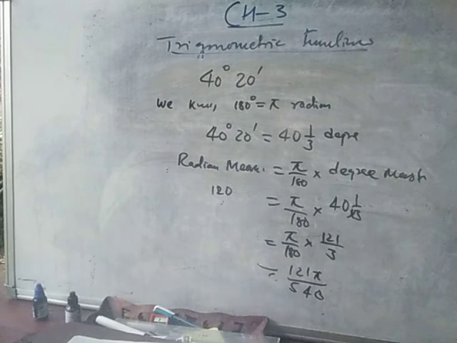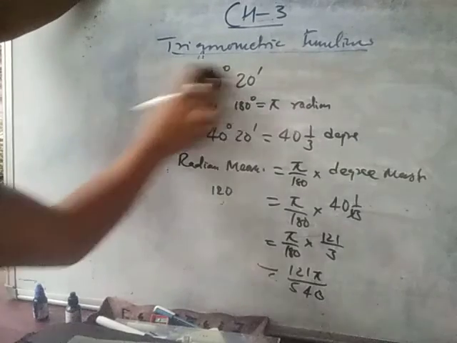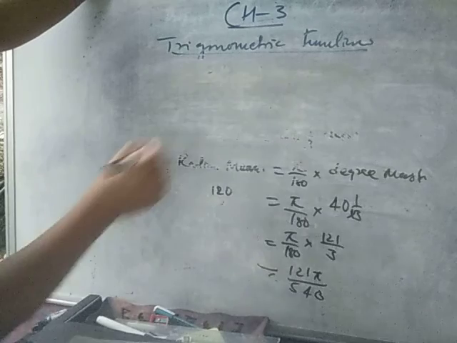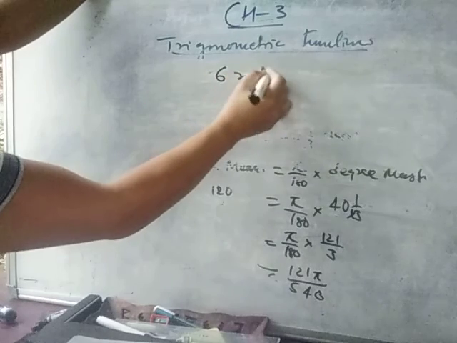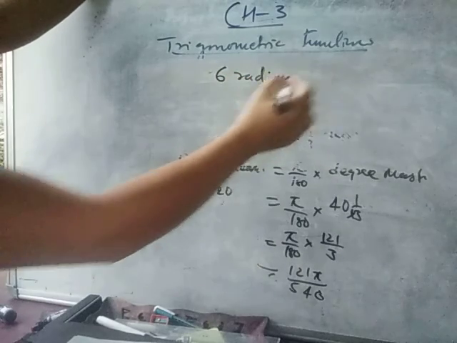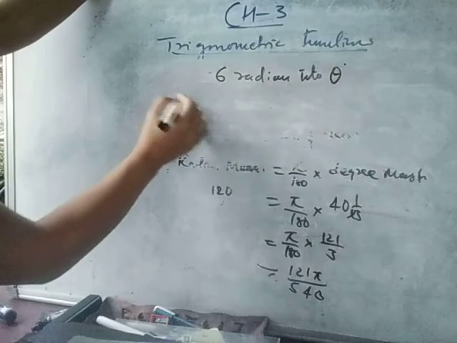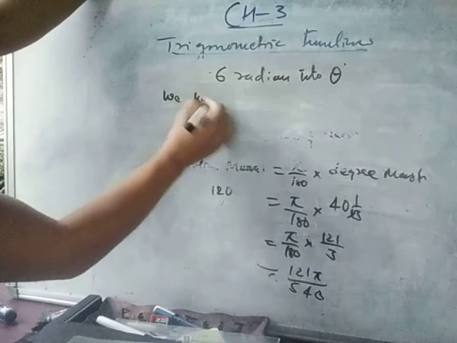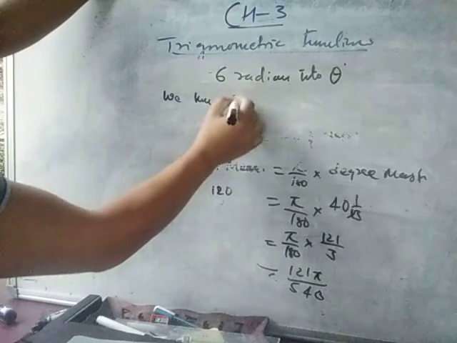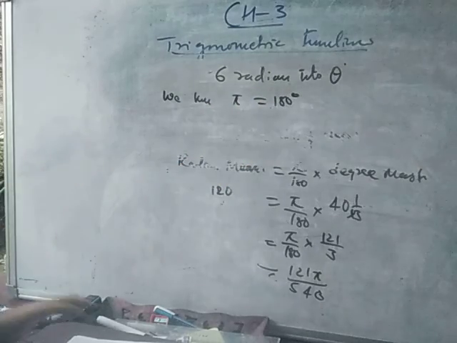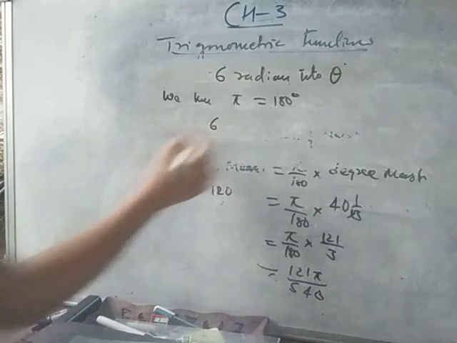Okay, so next convert radian into degree measure. 6 radian into degree measure, isn't it? So next what to do? 6 radian into degree measure. So we know pi radian equals to 180 degrees, isn't it? Yes or no? So 6 radian equals to how much?